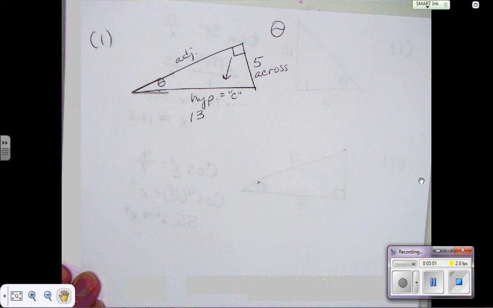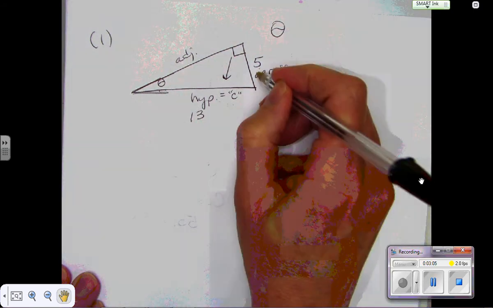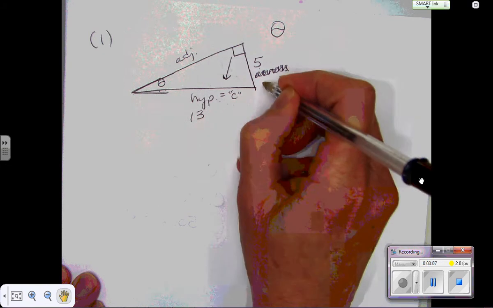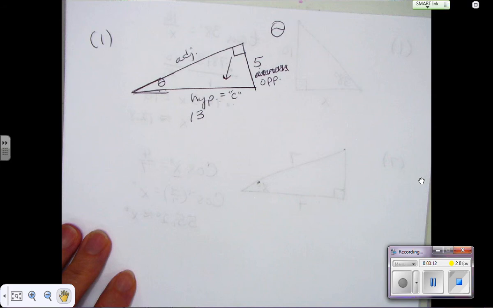Okay, so it says on the instructions, find the values of the 6 trig functions for angle theta. So I have the hypotenuse, I have the opposite side. I'm going to mark that up and put opposite. I need to find the adjacent side. So I'm going to use the Pythagorean theorem.